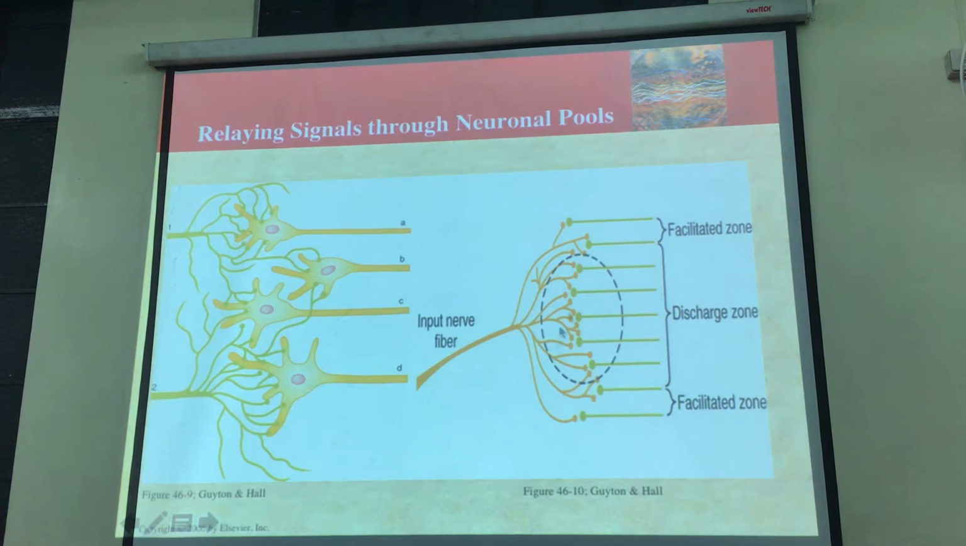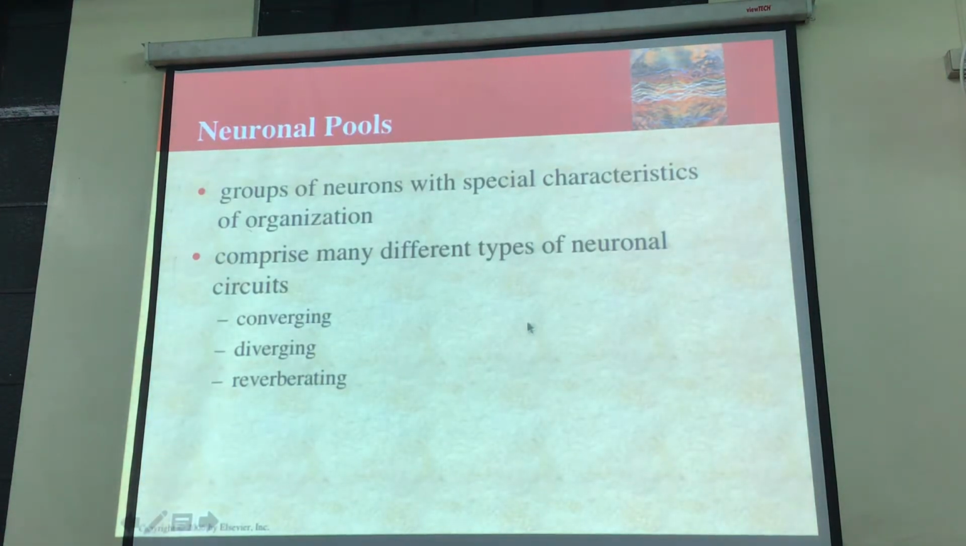Okay? So you have different zones. You have the discharge or excited zone, or maybe the facilitated zone. So more signals will occur at this level, from the input to the output nerve fiber. Again, there are special characteristics of neuronal pools, and there are different types of circuits which you have to remember as well: the converging, diverging, and the reverberating. So just like the movie, Divergent.